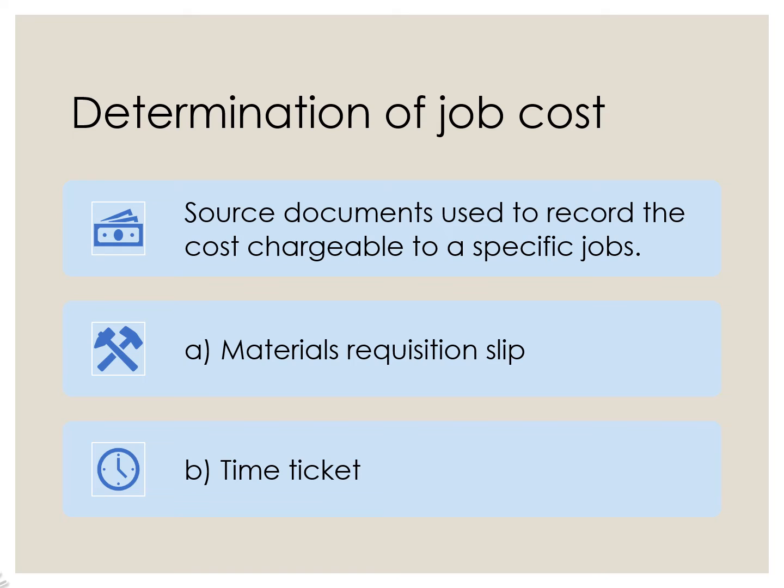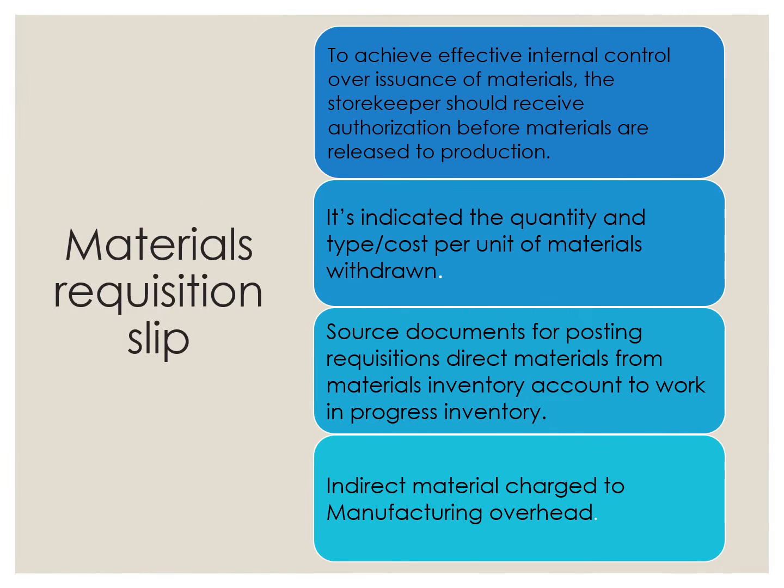Determination of job cost. Source documents are used to record the cost chargeable to specific jobs. A. Materials requisition slip. B. Time ticket. Materials requisition slip. To achieve effective internal control over issuance of materials, the storekeeper should receive authorization before materials are released to production. It indicates the quantity, type and cost per unit of materials withdrawn.